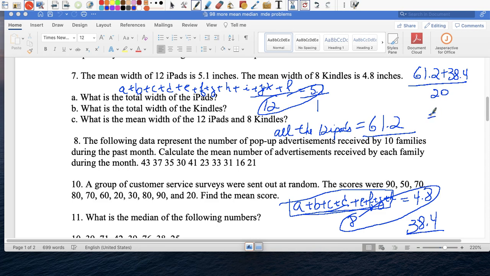So 61.2 plus 38.4 equals 99.6. And we're going to divide that by 20. And that equals 4.98 inches. So that's the mean width of all the iPads and Kindles together.